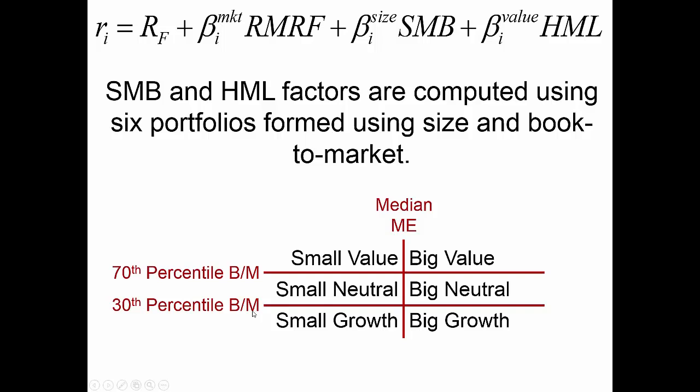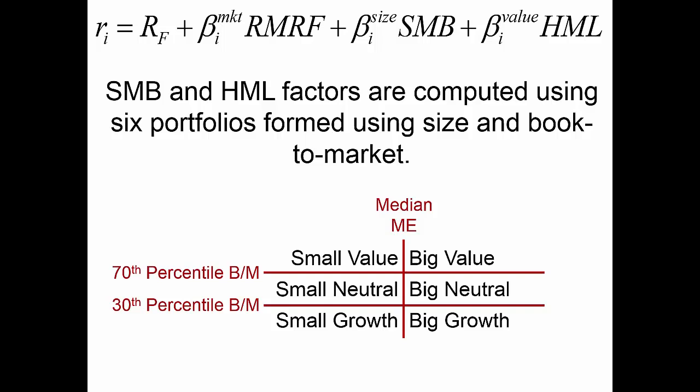Investors are willing to pay a high price for this growth in earnings. So the M is large relative to the B, and this ratio has a low value. Those that are below the 30th percentile are going to be those growth stocks. Those are the ones that are typically growing earnings in the future.